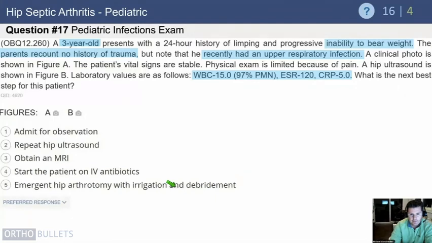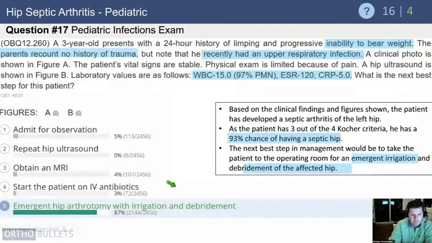Lab values: white blood cell count 15, ESR 120, and CRP. So basically you have almost everything elevated, not bearing weight, lots of criteria are satisfied here, and so what's the best answer? And here it's basically I&D. Just take them to the OR and wash it out. I don't think in this situation that they would likely put an aspiration here as an option to choose against it. But I think what they're trying to test here is that you have a very high chance of infection, 99%.